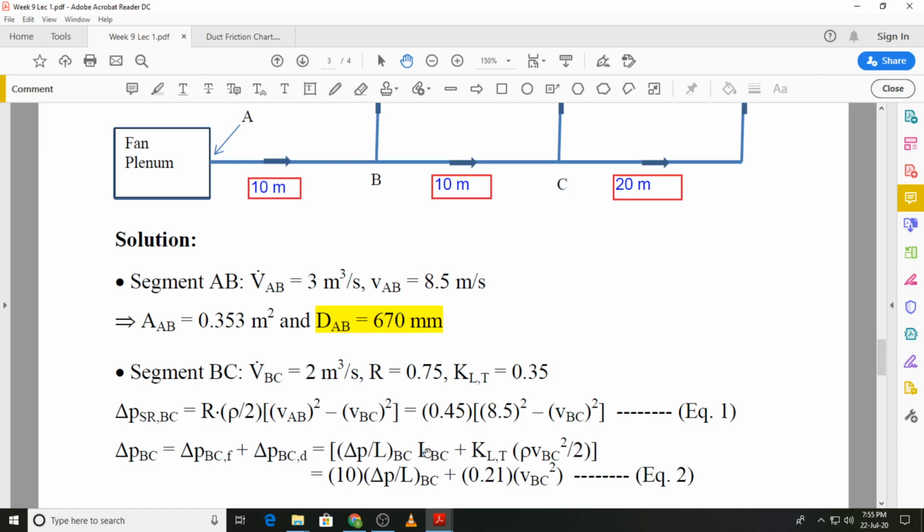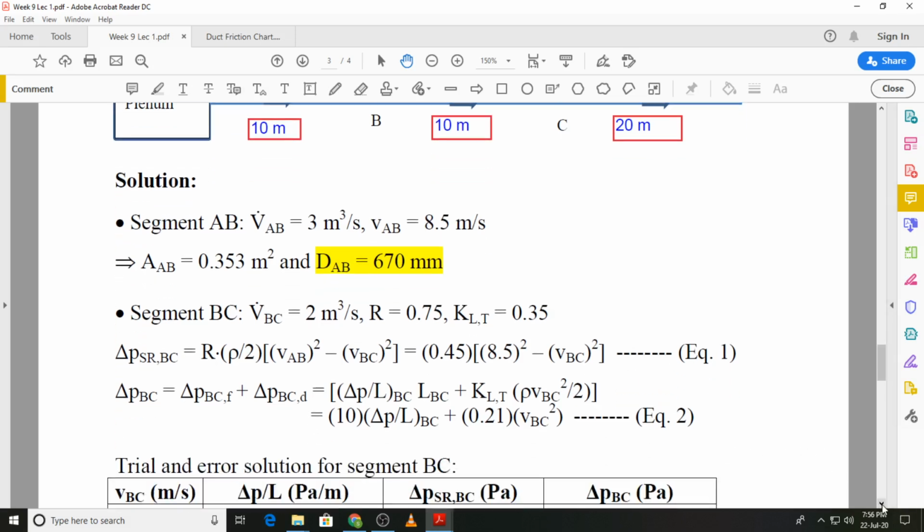unit length, multiplied by the length of the duct, and the minor losses, or the dynamic losses, are half rho v square into the loss coefficient. We again substitute the various values that are known to us, and we get equation 2. Now if you look at equation 2, again it has the same unknown, that is the velocity in segment BC, and even this pressure drop delta P by L will depend on the velocity in that segment, which is unknown.